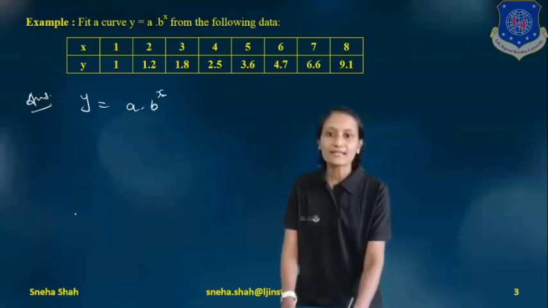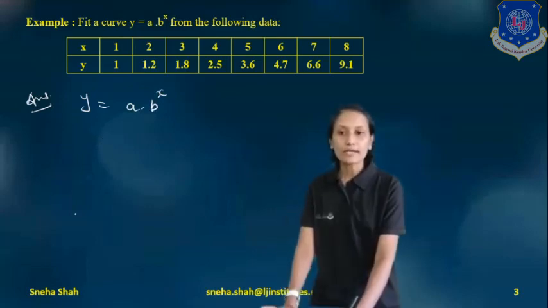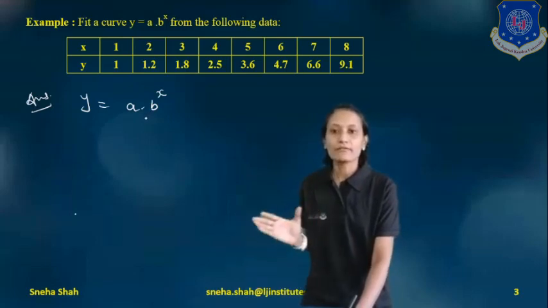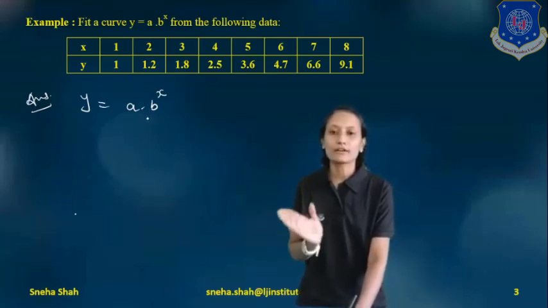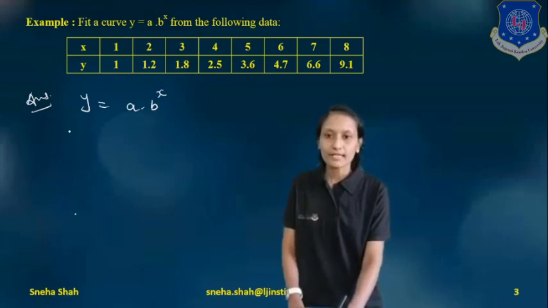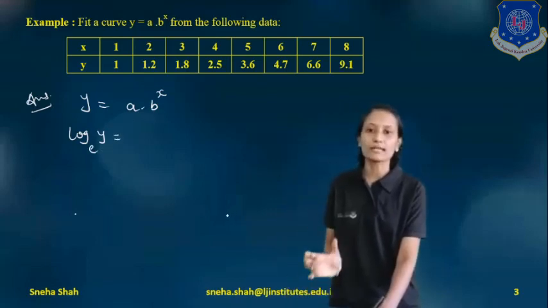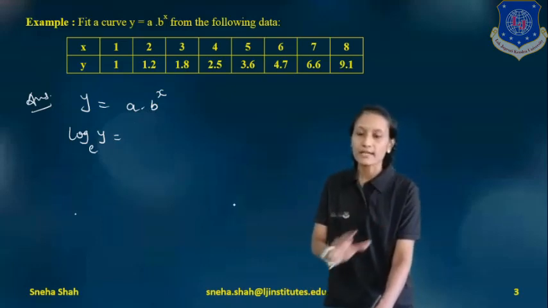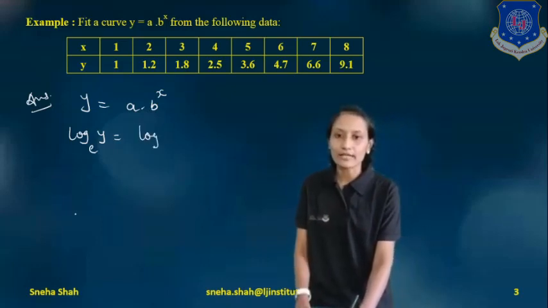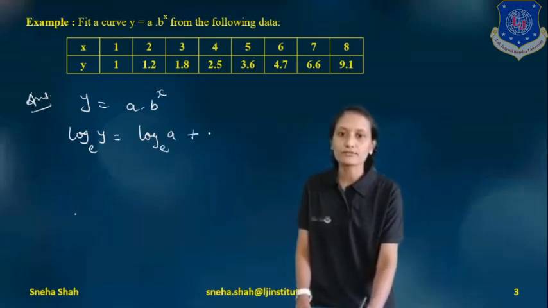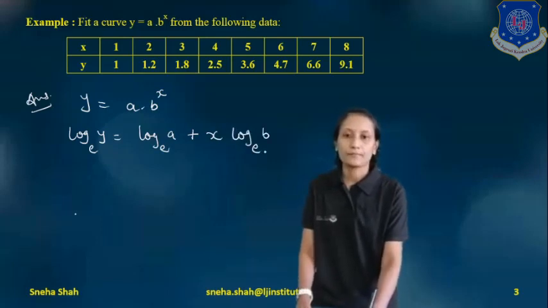Now, as you know, b raised to something, to convert this into the form of a line, we will take the logarithm on both sides. So taking log on both sides, the term will be log y base e equals, since the term is a multiplication, we take the addition of two logs: log a with base e plus, as x comes over here, x into log b base e.